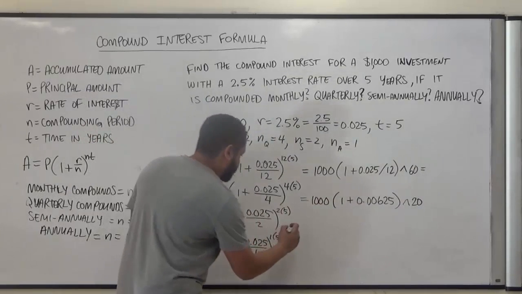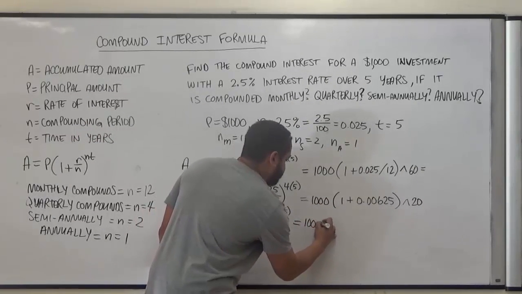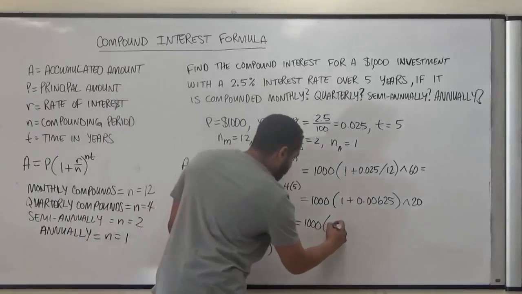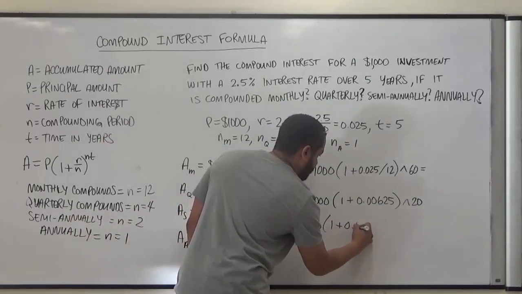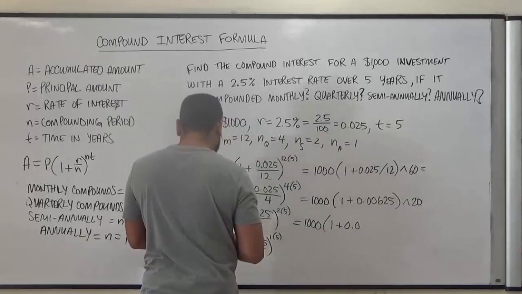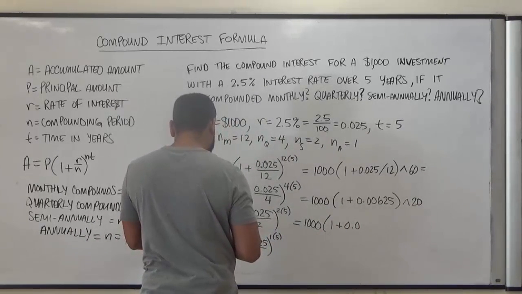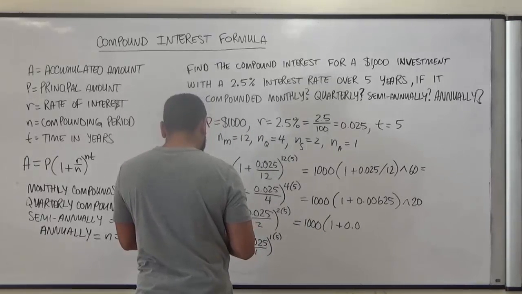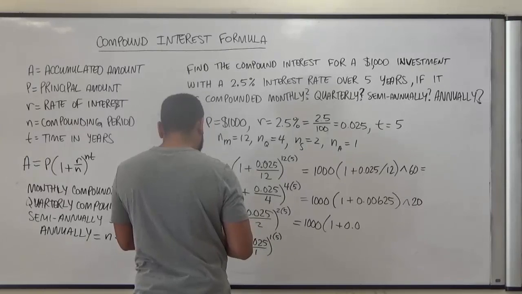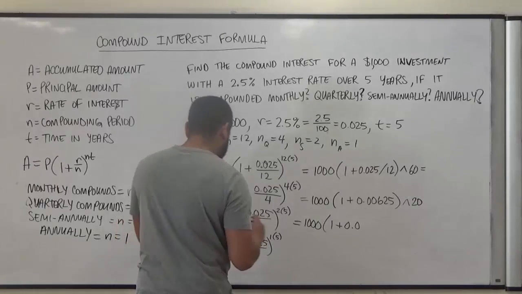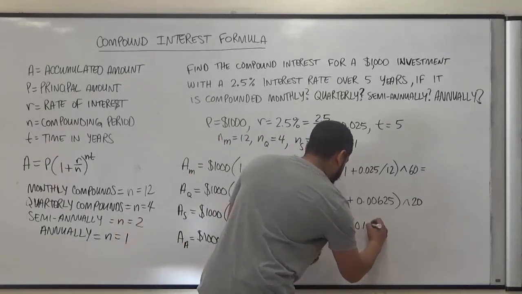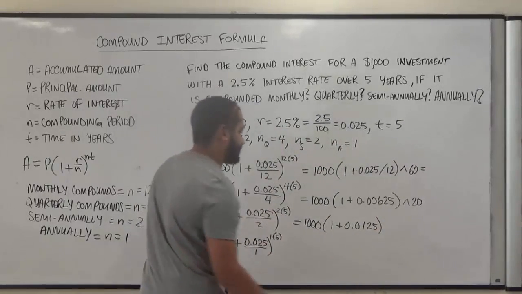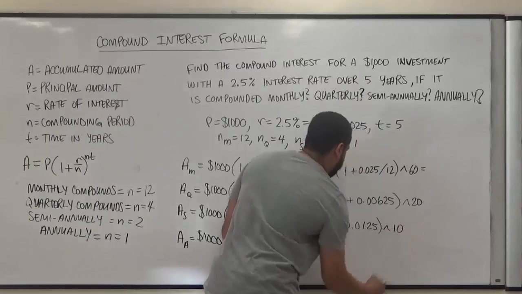All right, now the third one here, we have 1,000. We have 1 plus 0.025 divided by 2. When we divide this by 2, we get 0.0125. And our exponent is going to be the power of 10. So we're raising this to the power of 10.